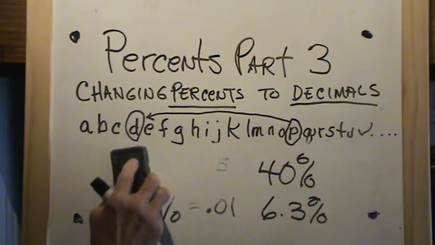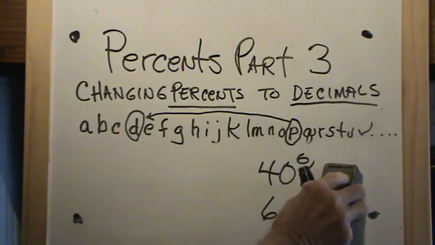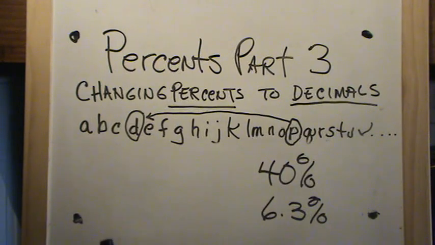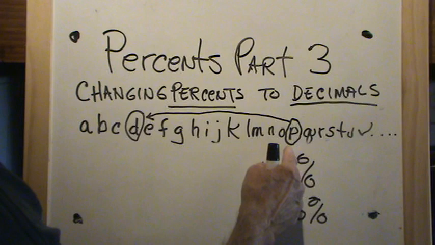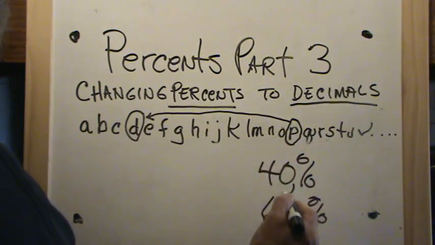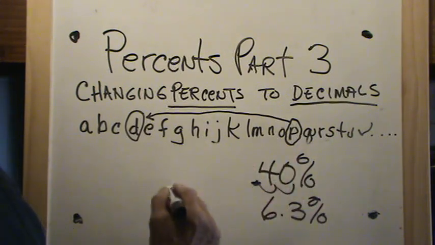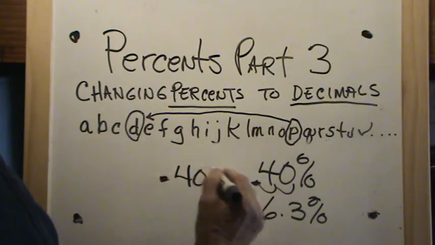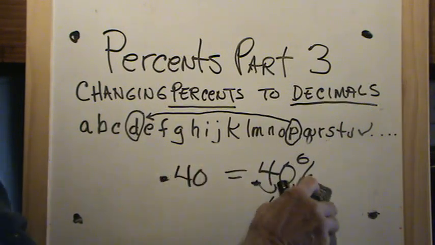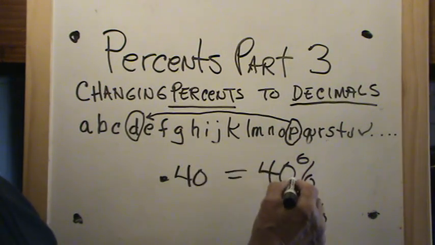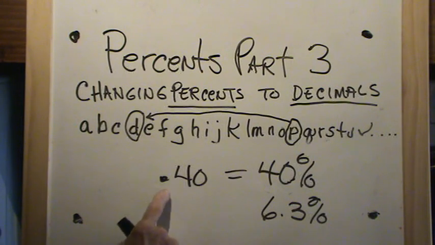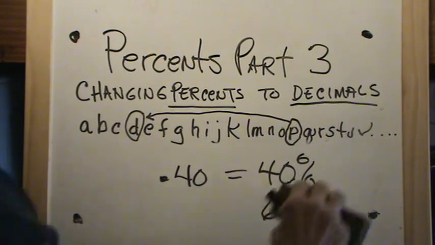Let's clean this up. And let's work these here. I'm going to work them this way because I have more room. So 40%. I know there is a decimal point here, and I know I'm moving to the left because I'm going from percent to decimal. 1, 2, decimal there. 40% is equal to 40 hundredths. Good.